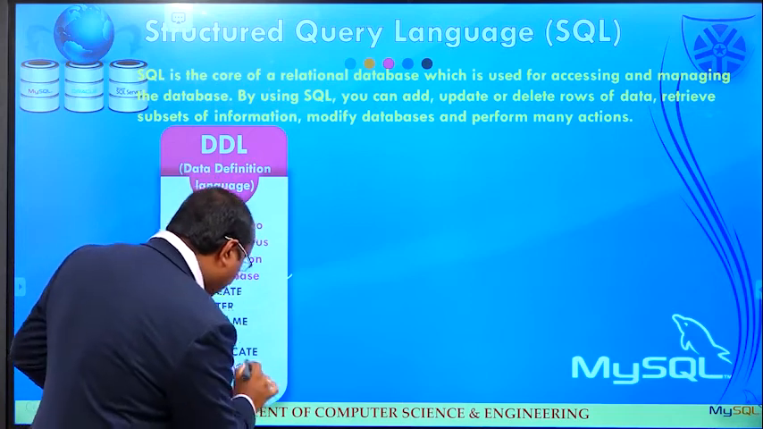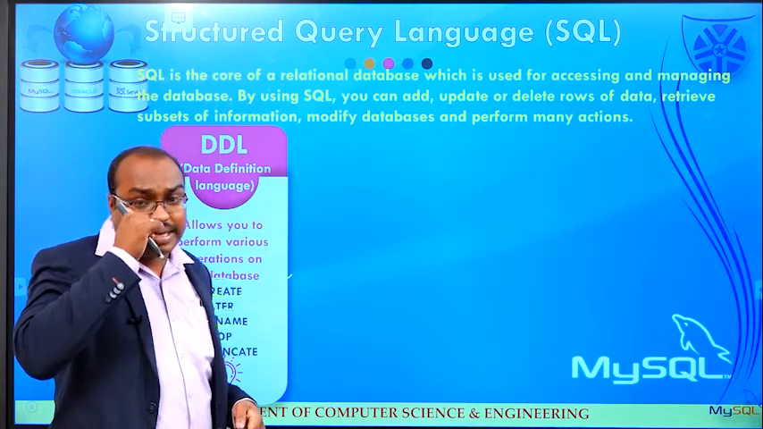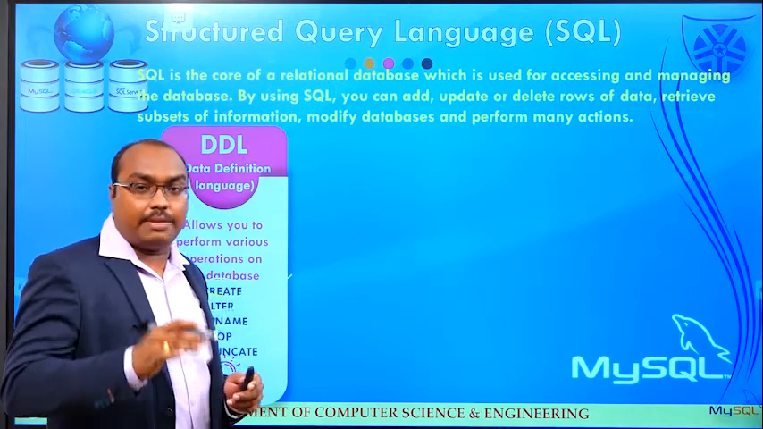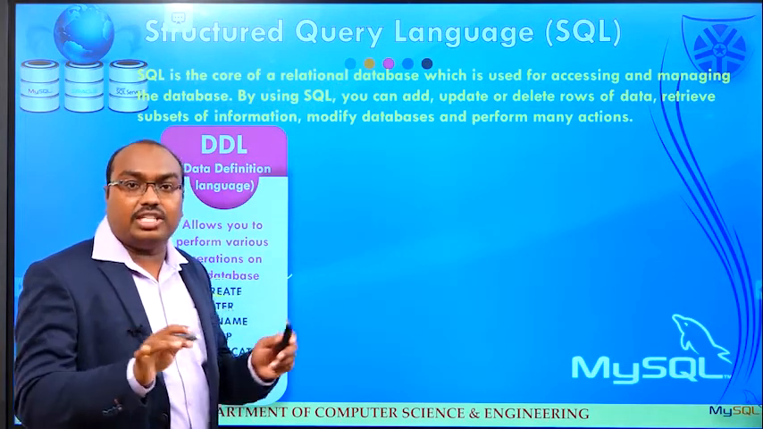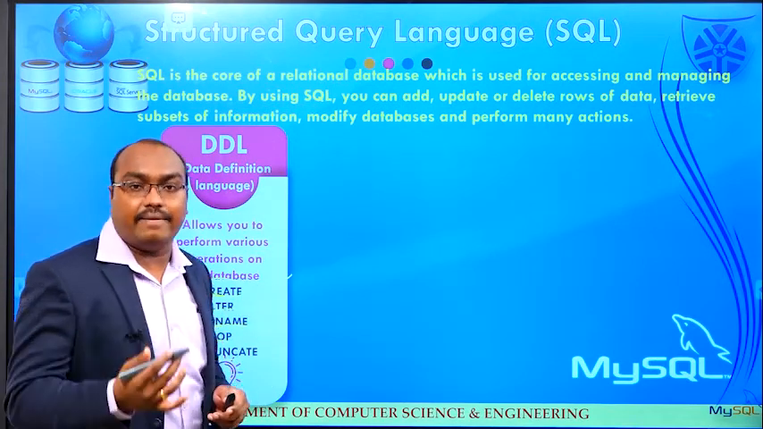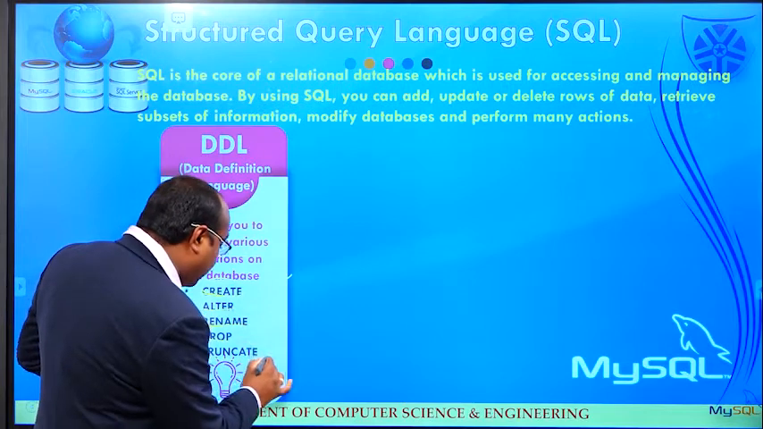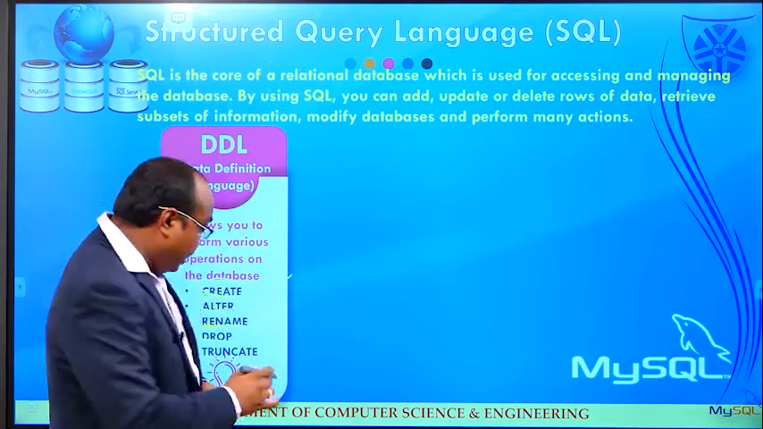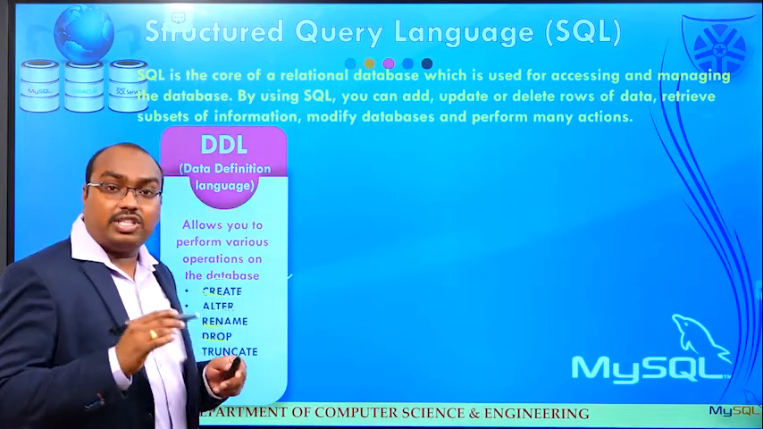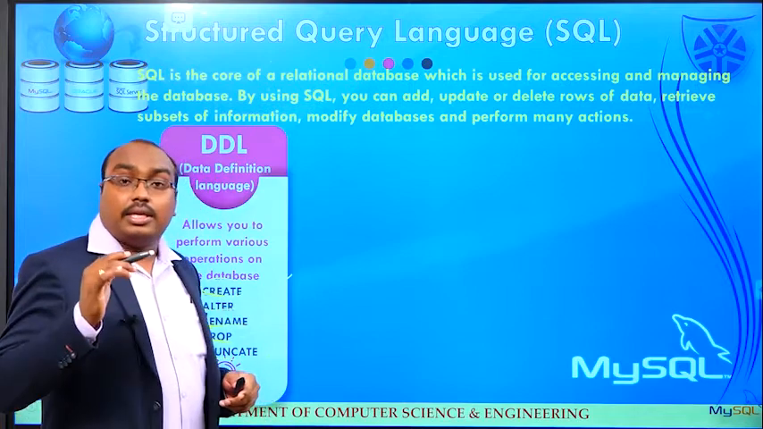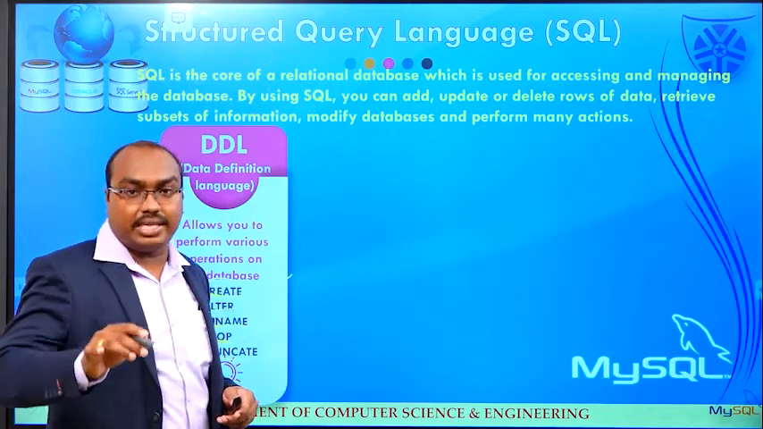And the next one, truncate. The truncate command is used to delete the content in the table, not the entire structure. The structure is there, but the content is not available. So drop and truncate are different commands. In the drop command, the entire structure will be lost. But in the truncate command, the content will be lost, but the structure is there.